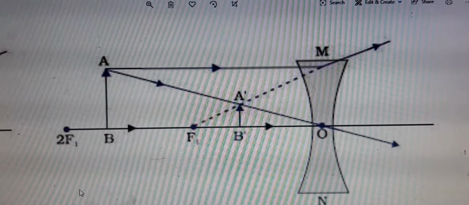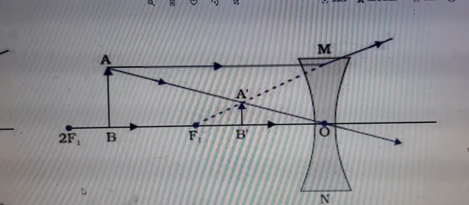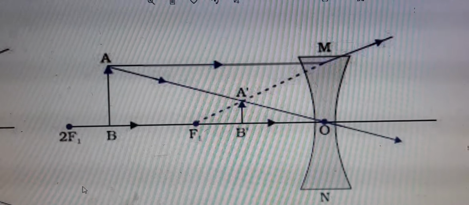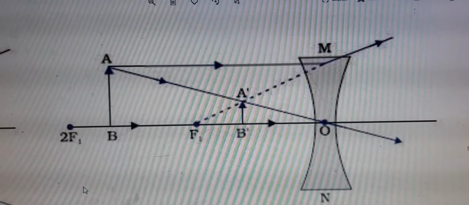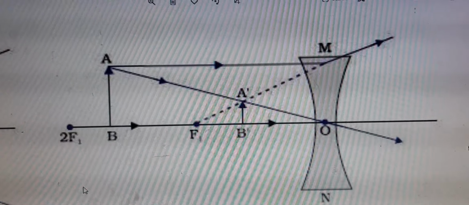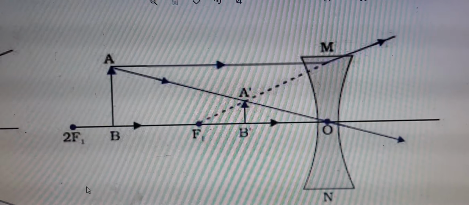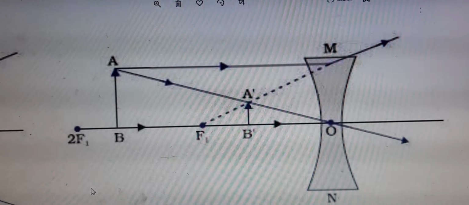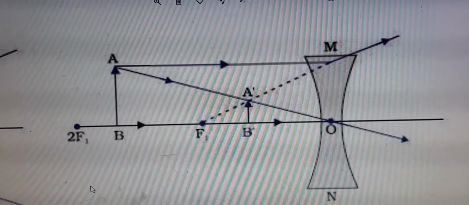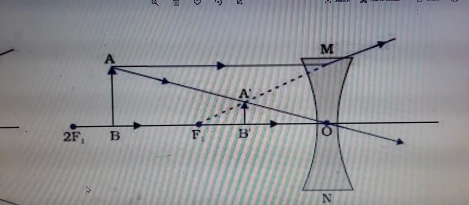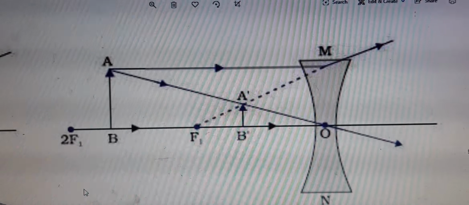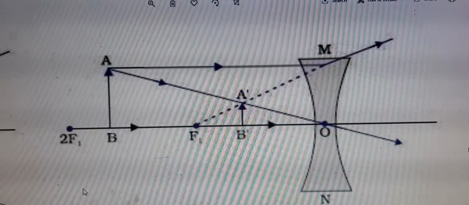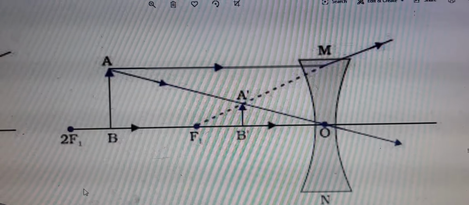Now, what is the position of the image? You will say on the same side of the object. The position is between the focus and the lens. In all cases, you can try different positions and you will see the image is always formed between the focus and the lens. Next, what is the size? It is diminished. What is the nature of this image? It is virtual. So it is virtual, diminished and upright. Remember these 3 points.